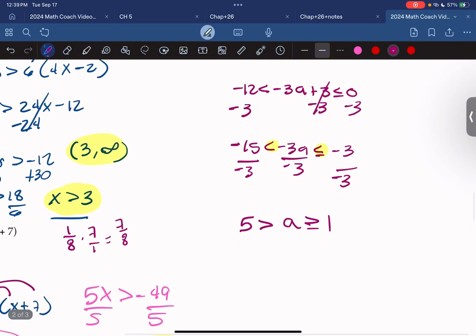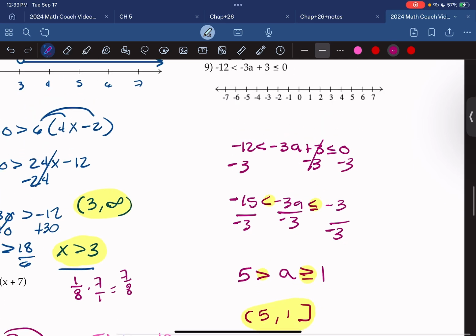Now for interval notation, notice that this side has a line and or equal to on the inequality, but here it does not, which means that one side is going to have a bracket and one side is going to have a parenthesis. So we can do 5, comma, 1. That's our interval notation, and now let's graph it.